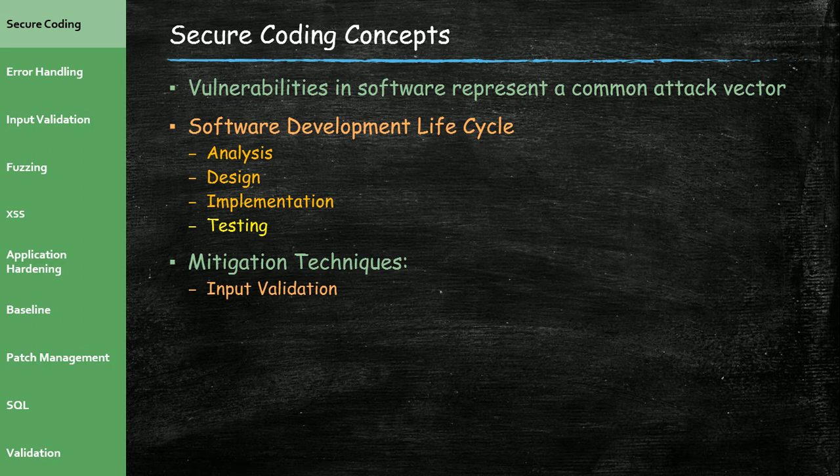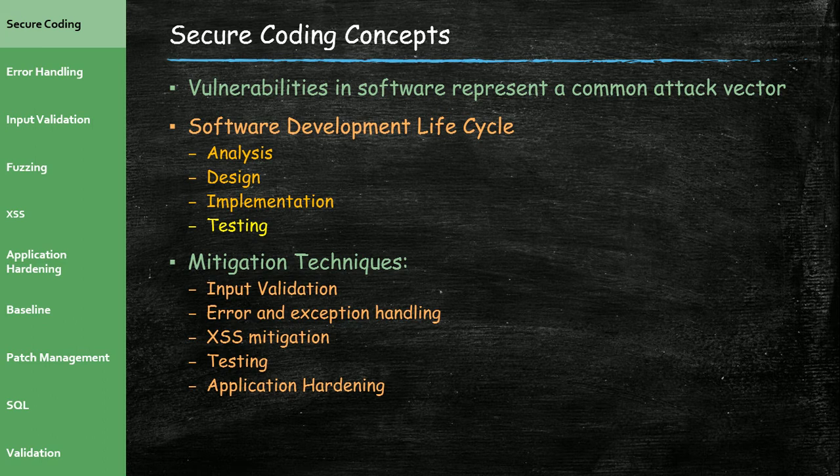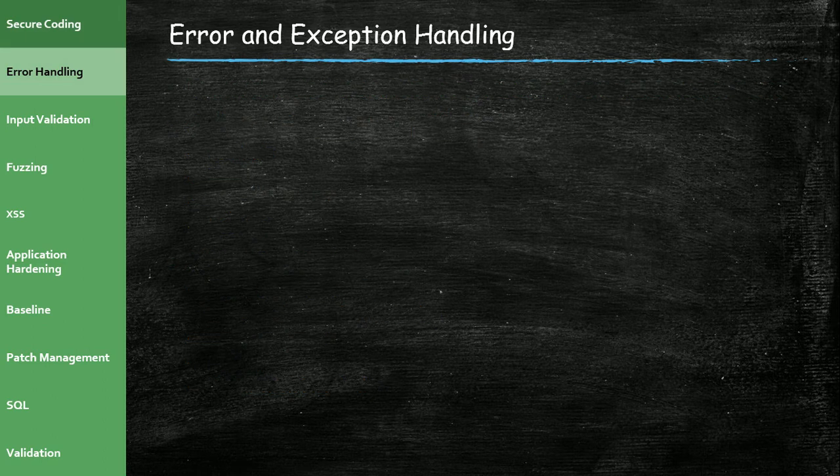So one of those things we can do is make sure we're using input validation in applications, and we can test that, of course. We can look at error and exception handling and make sure that it's not returning too much detail that an attacker could use in reconnaissance. And we talked previously about cross-site scripting and how dangerous it can be, and we can make sure that we have protections in place that can mitigate those threats. And then finally, make sure we do testing and application hardening, which I'm going to talk about in this presentation. So first, let's talk about error and exception handling.